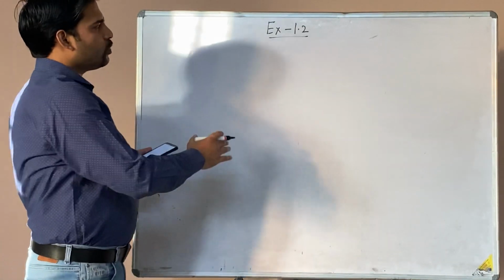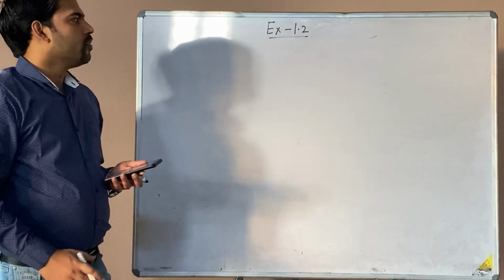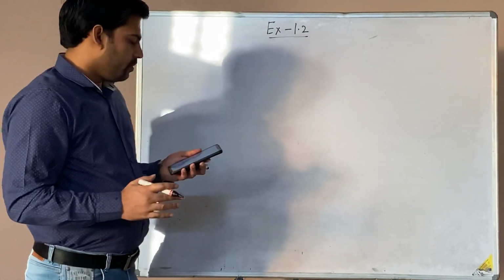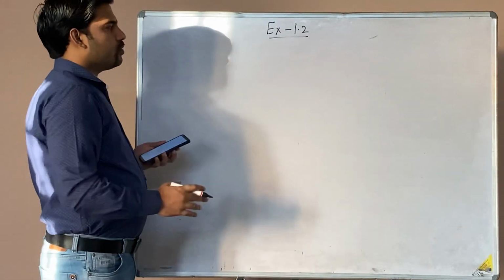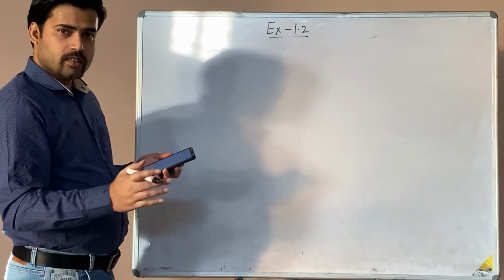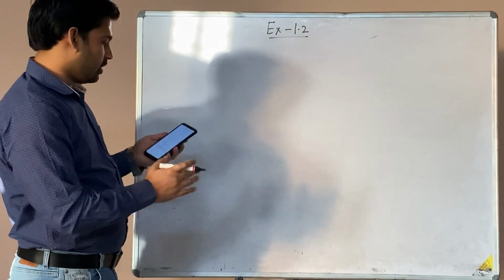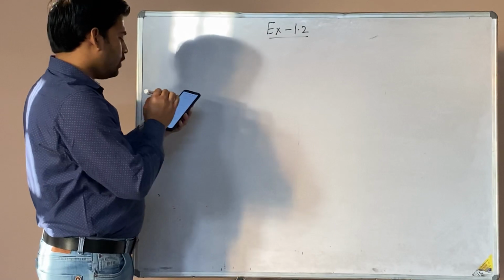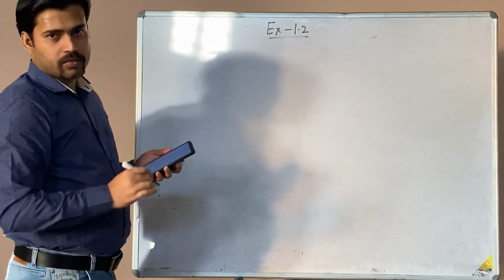So let us move on to our exercise now. We are doing exercise 1.2 currently. In exercise 1.2, the first question is nothing but this particular fundamental theorem of arithmetic. Here you need to express each and every number as the product of its prime factors.